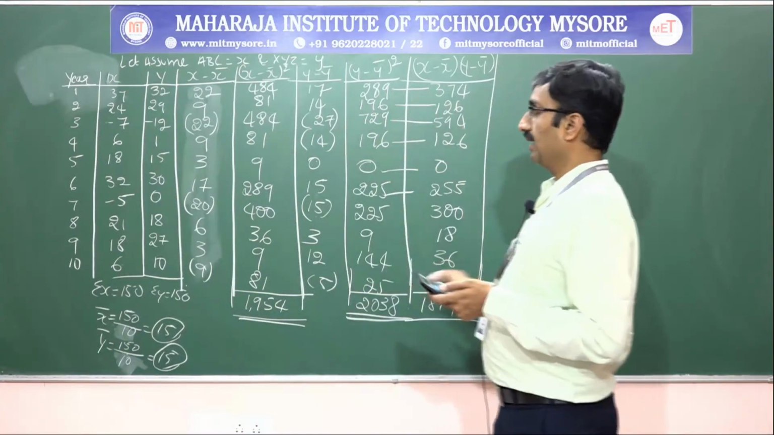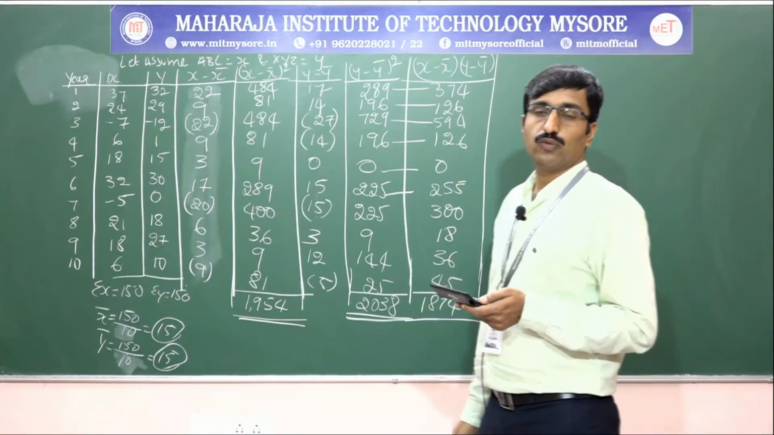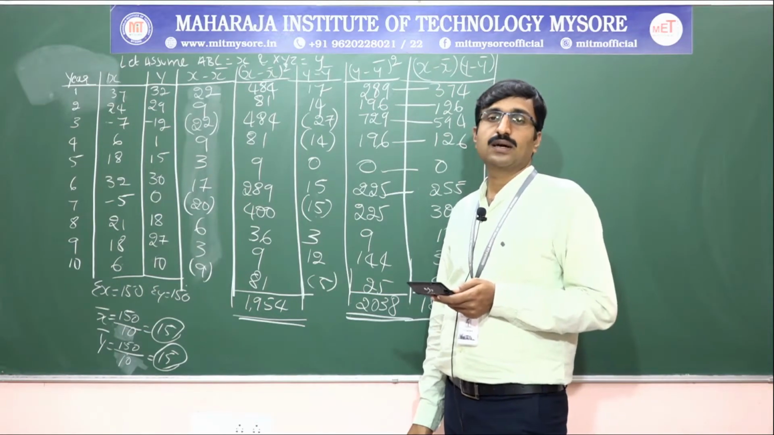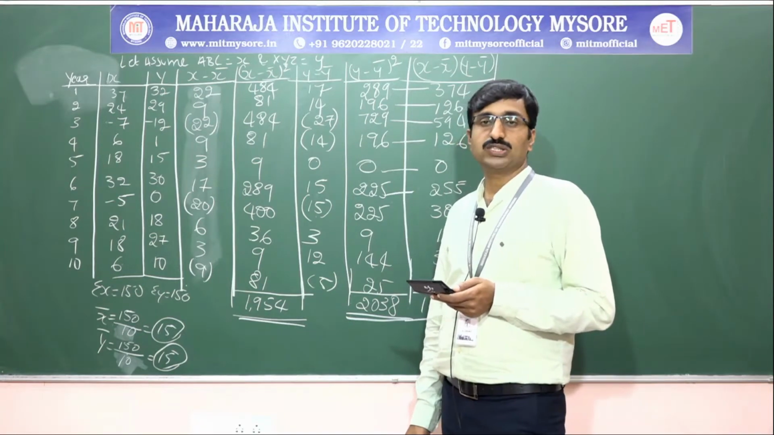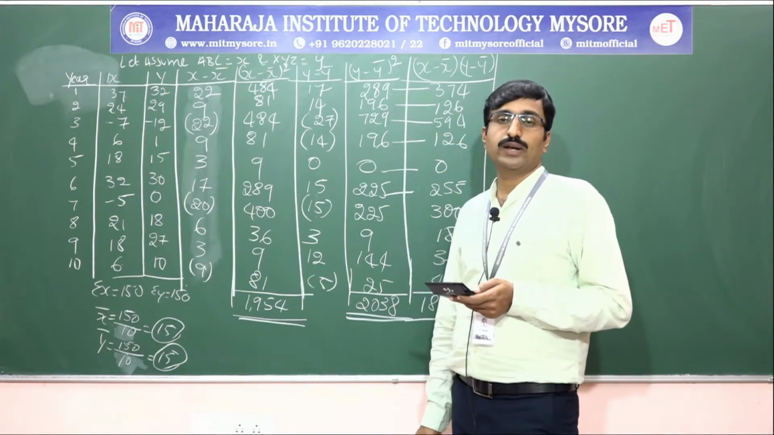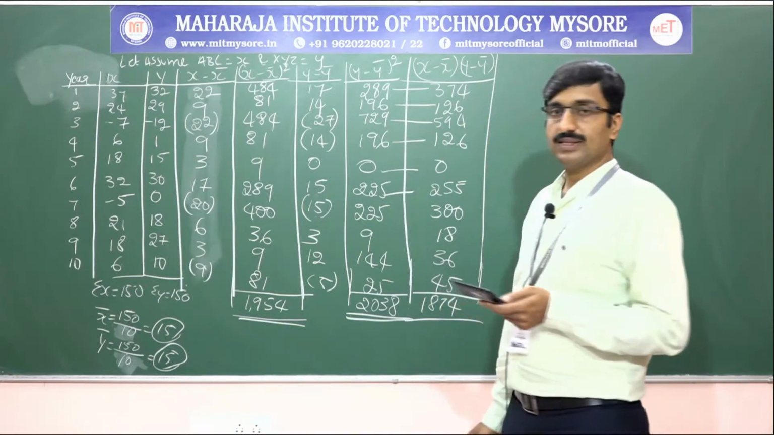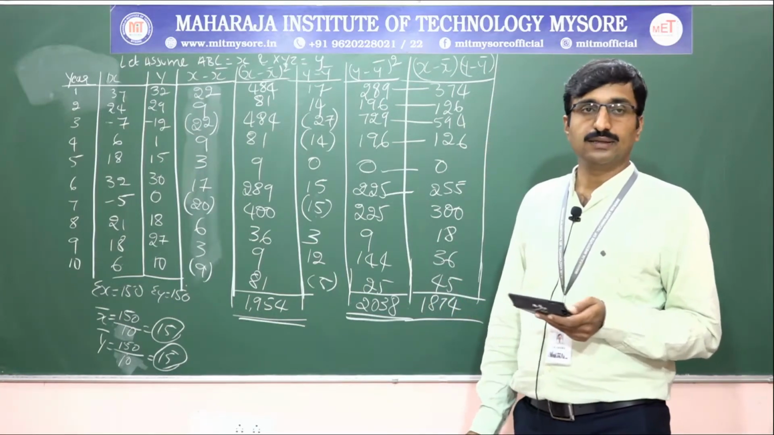This is the tabular calculation before we go for the calculation of standard deviation for individual securities, then correlation coefficient, portfolio return and portfolio risk. Okay, this is how we are going to calculate.